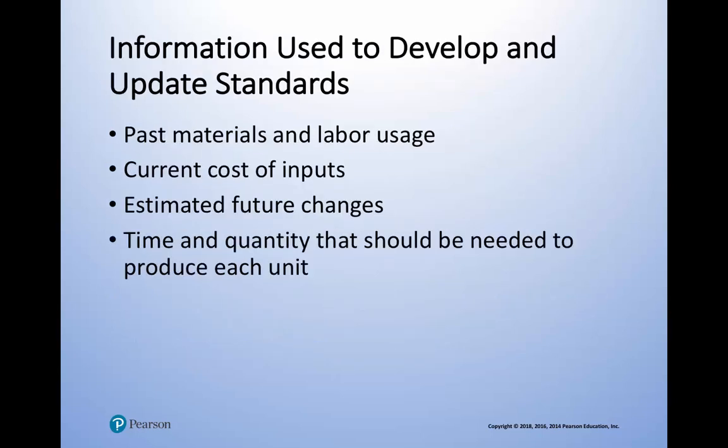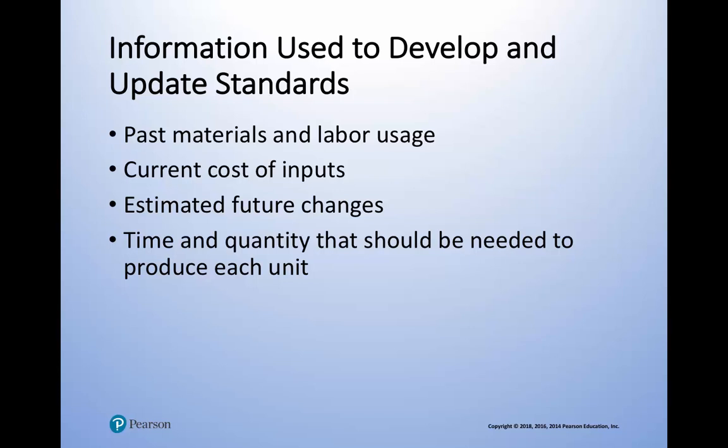So, information used to develop and update standards. We have past materials and labor usage, current cost of inputs, estimated future changes, and time and quantity that should be needed to produce each unit. So we'll talk about each one of those just a little bit. When you're coming up with a budget or a standard, the best thing to do is look at what's been happening in the most recent past. How much materials, how much labor have we been using? And compare that to what you've had for outputs.